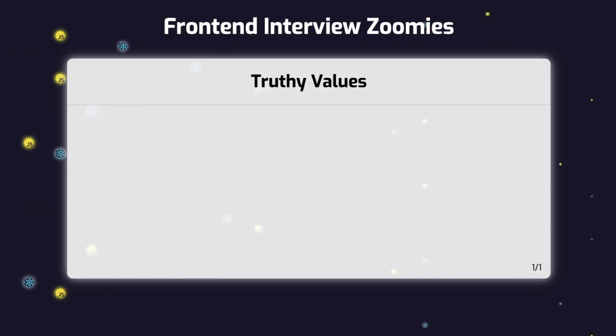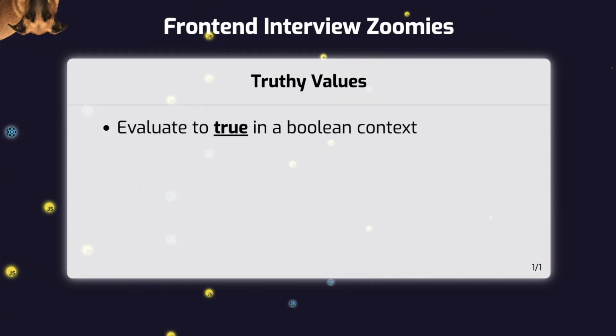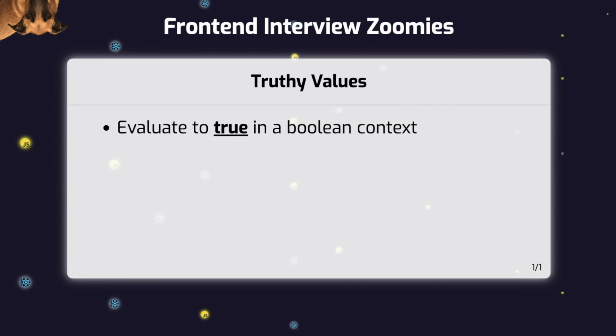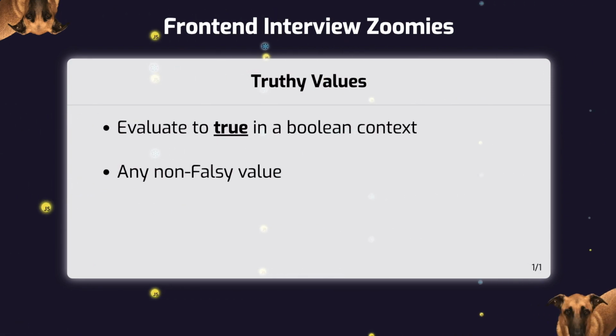Alright, back to today's topic, Truthy values. So, Truthy values are values that evaluate to true in a Boolean context. In yesterday's video, we looked at the possible falsy values in JavaScript, and the Truthy values are everything that are not those values. So, let's take a look.